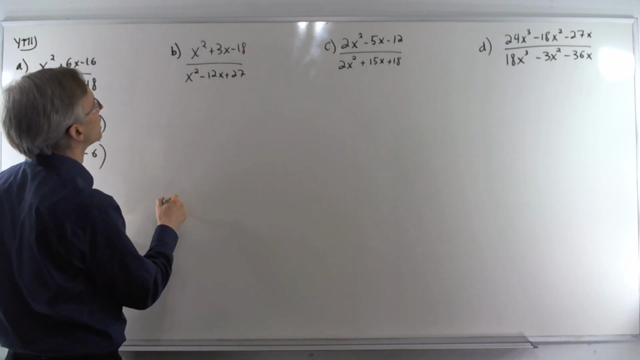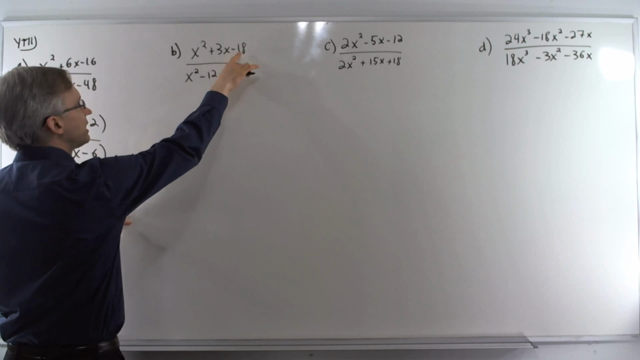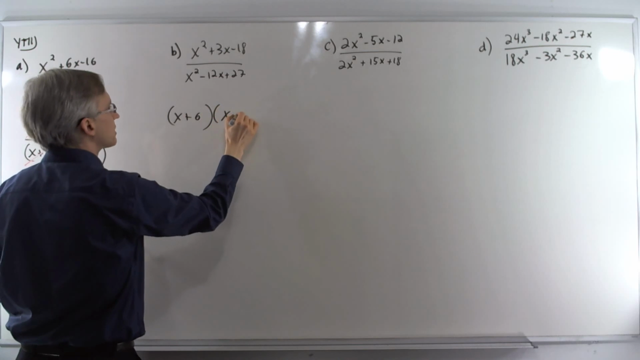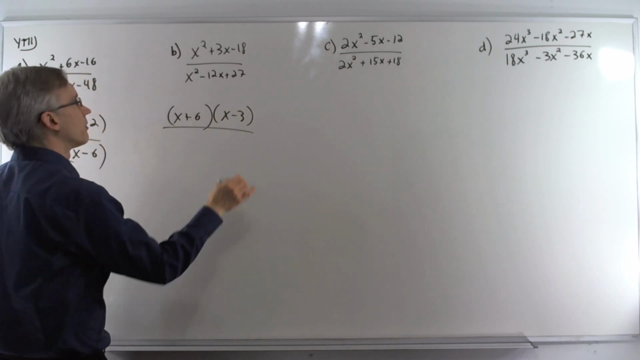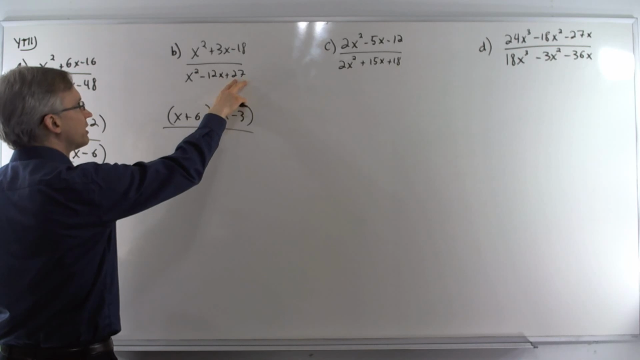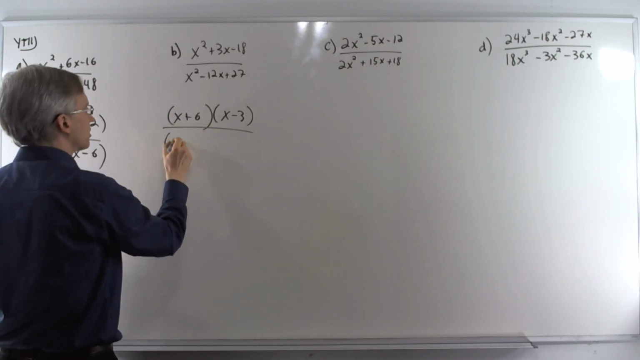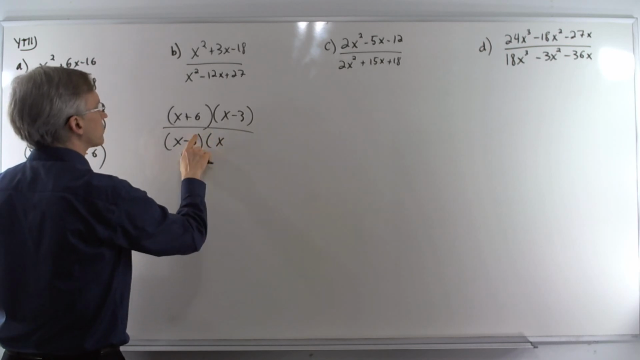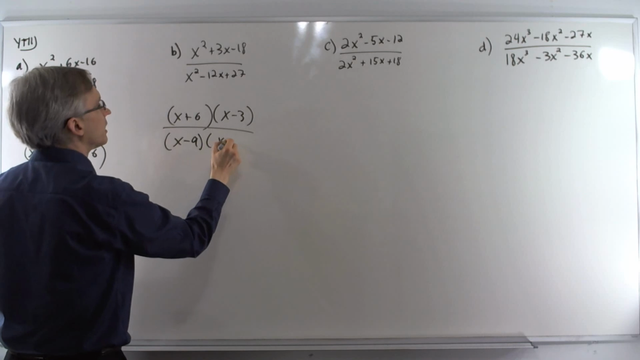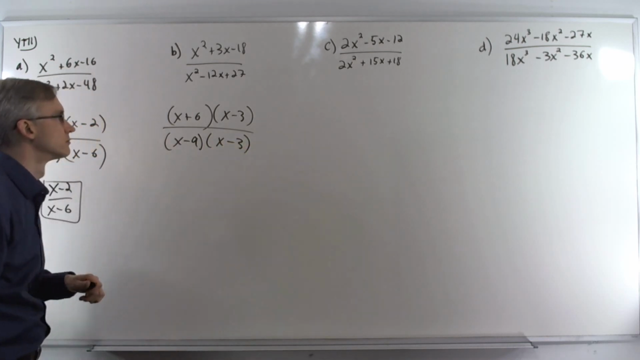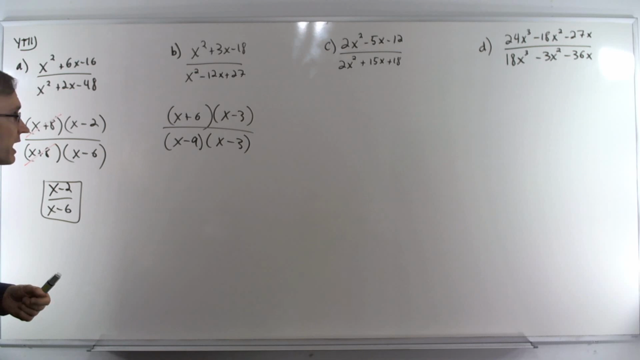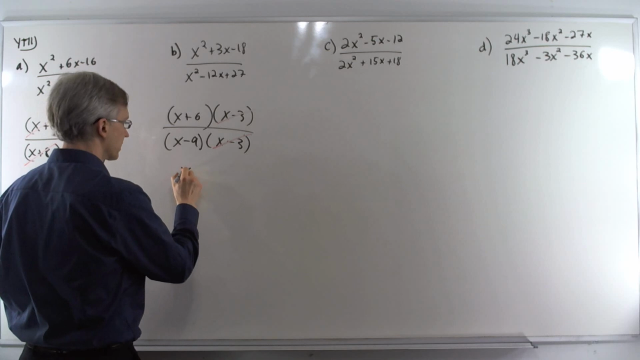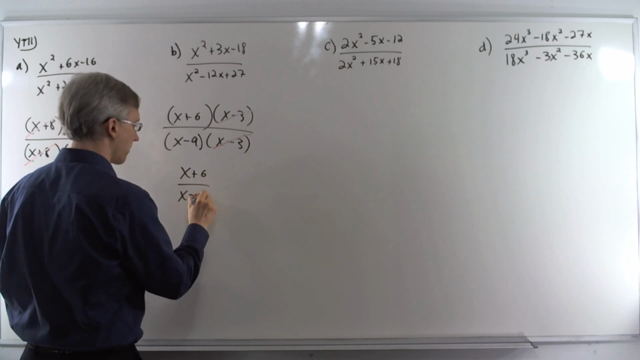B. We need two numbers to multiply to get negative 18, add to get 3. That is going to be x plus 6 times x minus 3 on top. And the bottom, we need two numbers to multiply to get 27, add to get negative 12. So that is going to be x minus 9 times x minus 3. So our matching binomial is x minus 3. Those go away. And we're left with x plus 6 over x minus 9.